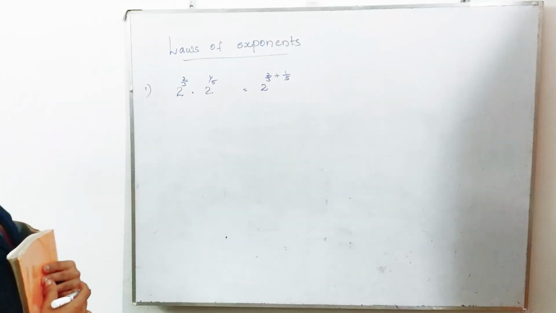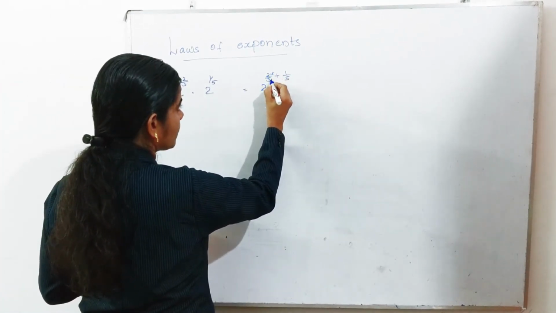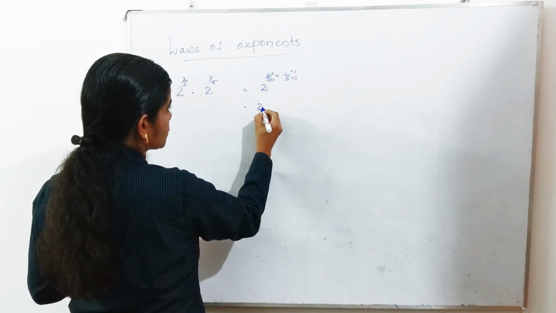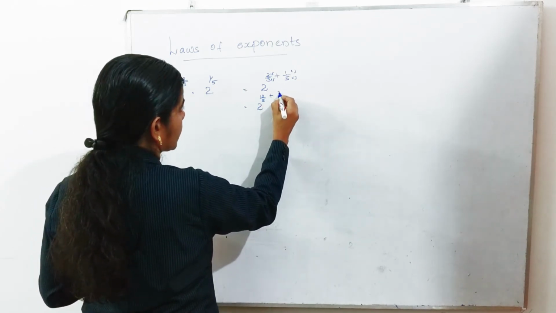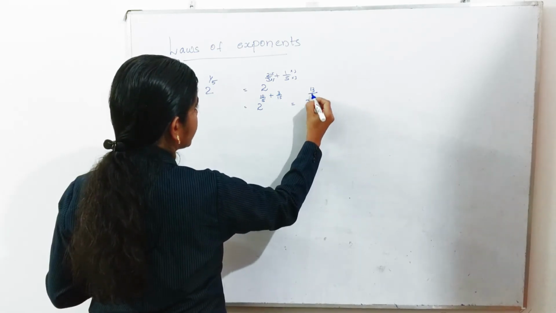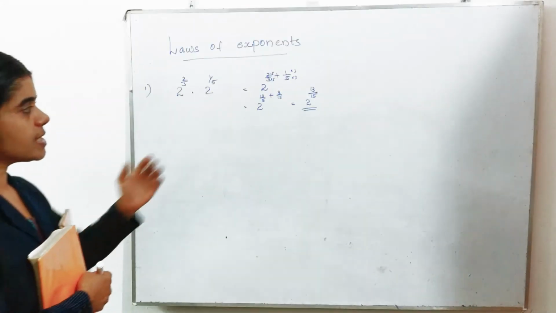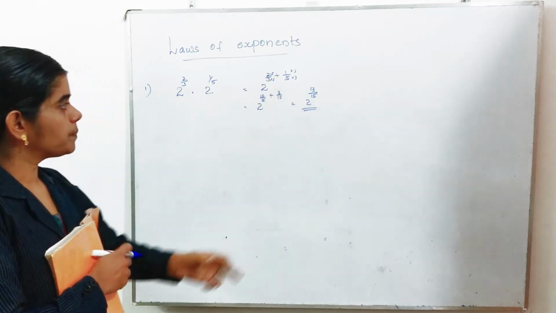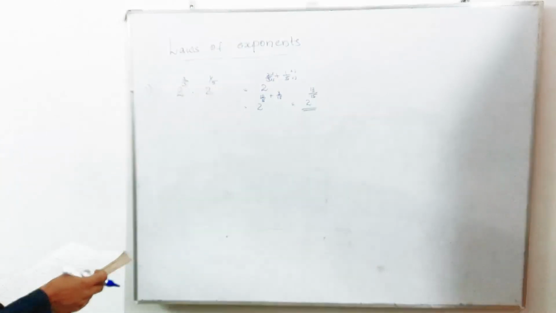Again, the denominators here are different. 15 will be the LCM. Therefore, here you want to multiply with 5, and here you want to multiply with 3. Therefore, 2 raised to 10 by 15 plus 3 by 15. Our answer will be 2 raised to 13 by 15. Because different denominators are there, first you want to make the denominators the same. LCM will be 15.